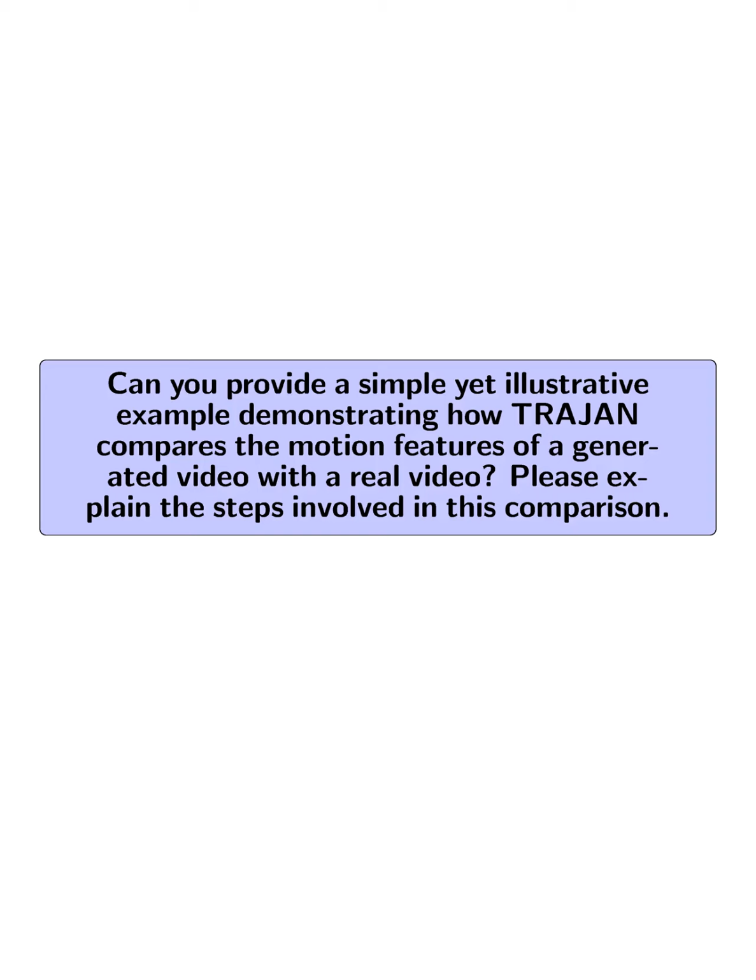Can you provide a simple yet illustrative example demonstrating how Trajan compares the motion features of a generated video with a real video? Please explain the steps involved in this comparison.